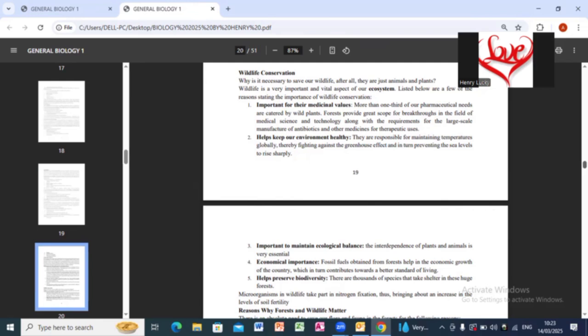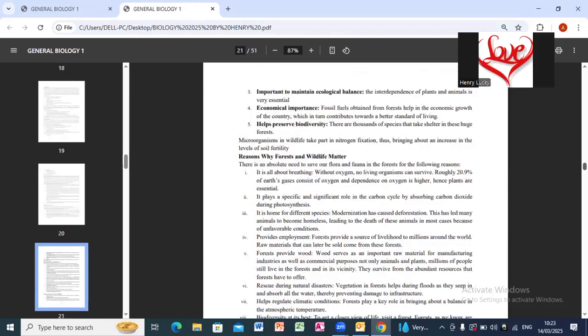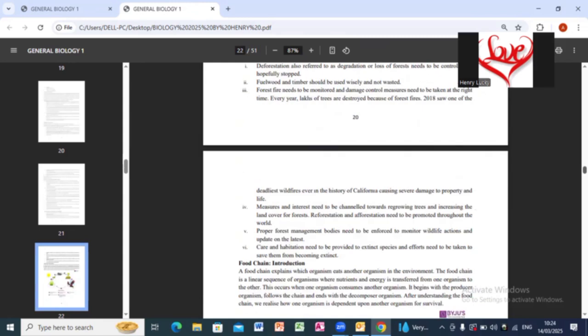Now, why is conservation important? Because it's all about breathing, right? There is an absolute need to save our flora and fauna in the forest for the following reasons. Number one, it is all about breathing. Without oxygen, living organisms cannot survive. It also plays a significant role in the carbon cycle. So these are just reasons why conservation is very, very important to humans.